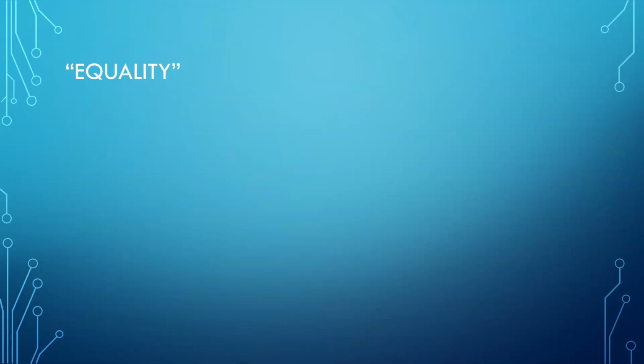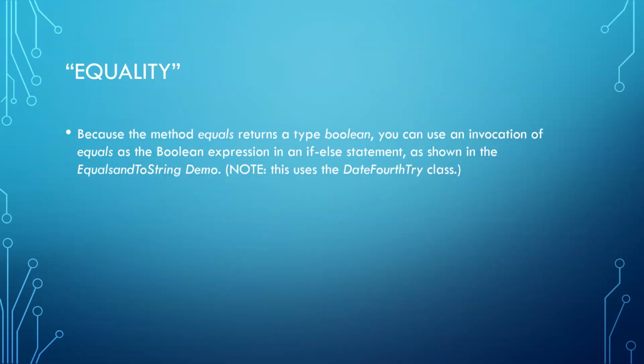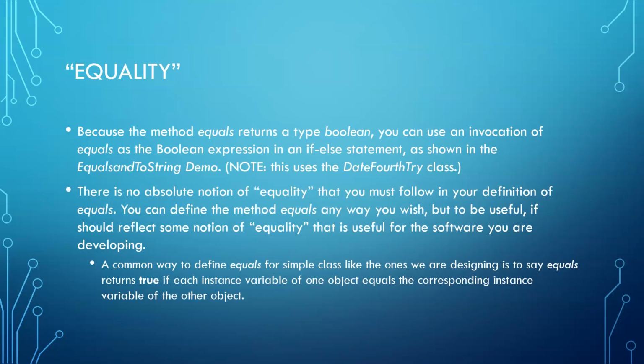So what is the actual equality that we're going to be looking at here? Because the method equals returns the type boolean, you can use the invocation of equals as the Boolean expression in an if-else statement as shown in the equals and toString demo. Now you'll note that this does use the Date4Try class, so if you're wondering where these objects come from, it's coming from Date4Try. There's no absolute notion technically of equality that you must follow in your definition of equals. You can define the method equals in any way that you wish, but to be useful, it should reflect some notion of equality that is useful for the software you're developing.